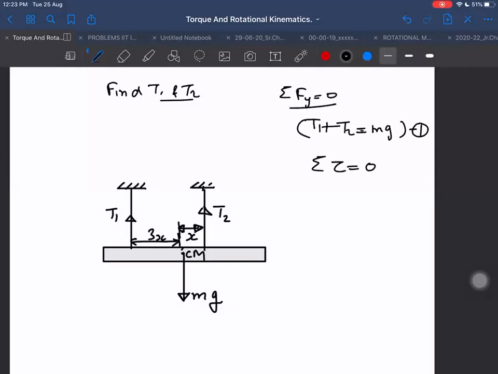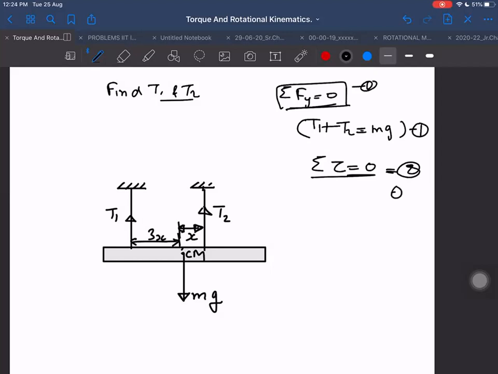Net torque is equal to 0. Equilibrium condition: this is rotational equilibrium, and this is translational equilibrium. How many equations do we get from translational equilibrium? We get 3 equations: along Fy, along Fx, along Fz. And from the rotational equilibrium, 3 equations as well. But in most of the cases, when the motion is confined to one plane, this will be just one equation, and this will also be just one equation only.